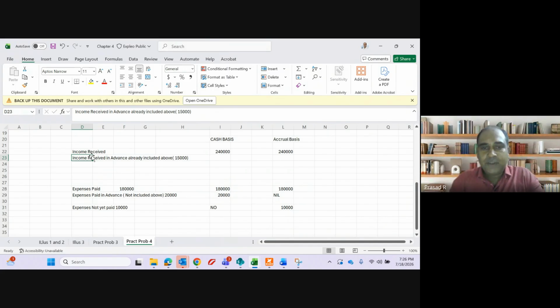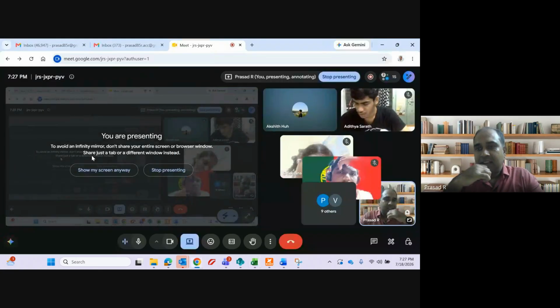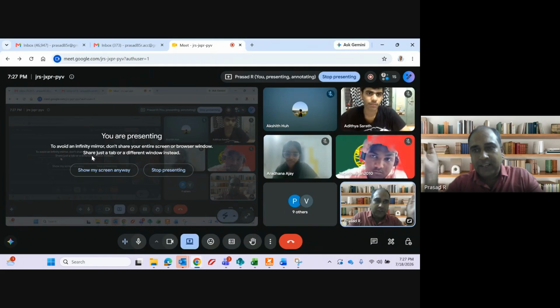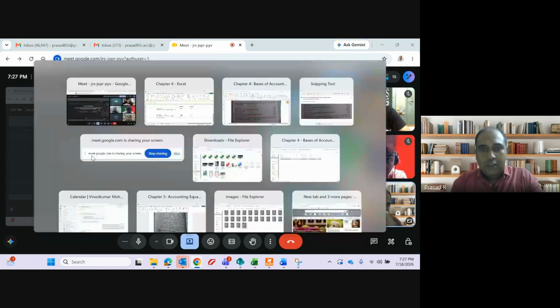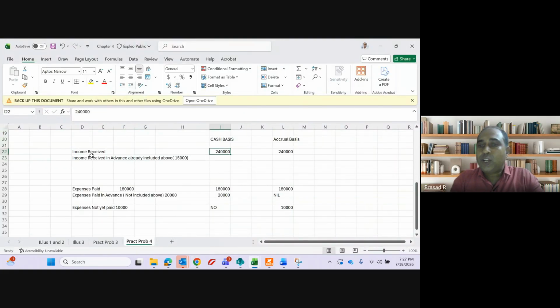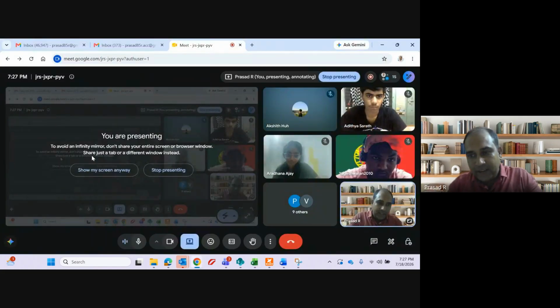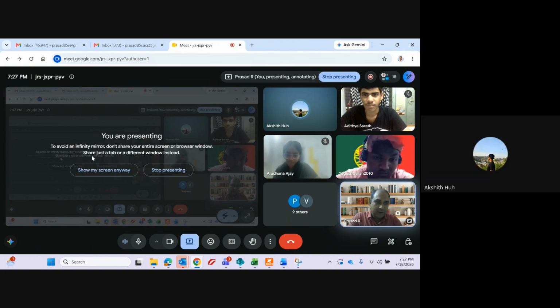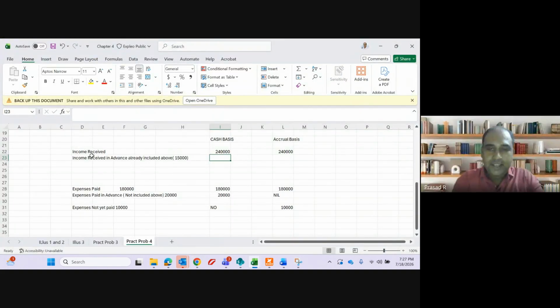Now tell me very carefully, guys. This income received in advance, in case of cash basis, I have to add all the things, whether it is related to this year, future year, or past year. This is already included above. So should I include it again one more time? No, sir. I shall not include. So here no treatment will be given to this item. Income received in advance already included above.